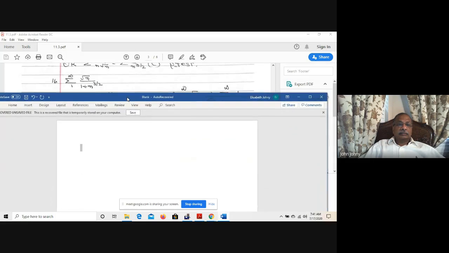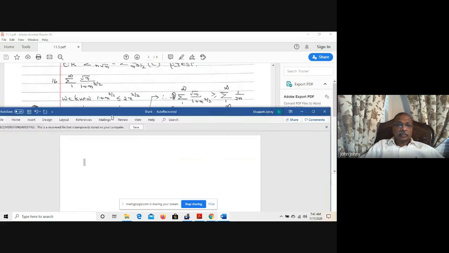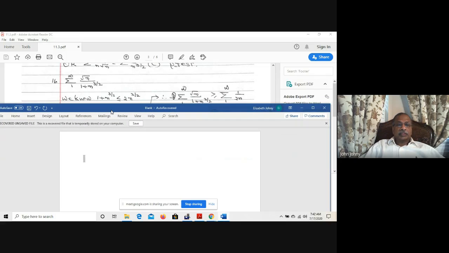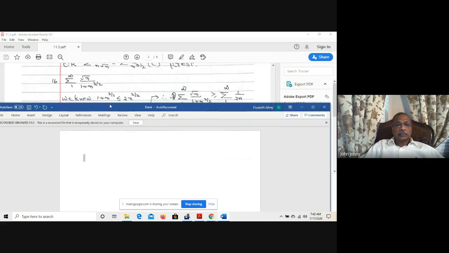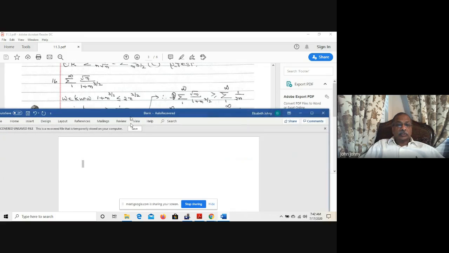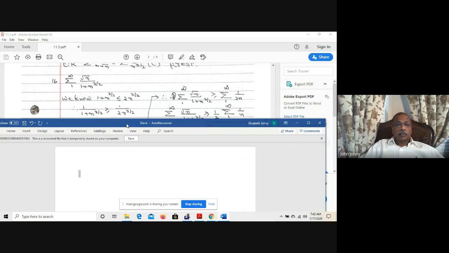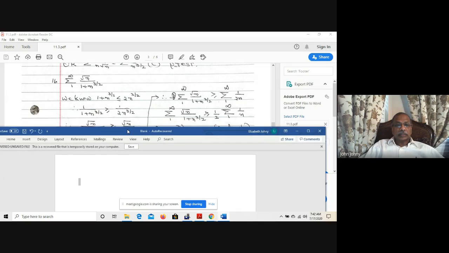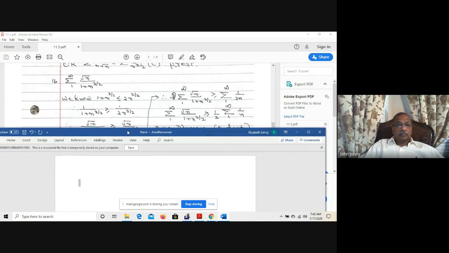Number 16. This is the series from 1 to infinity of square root of n divided by 1 plus n to the power of 3 half. So we are going to use the comparison test here. So 1 plus n to the power of 3 half is less than or equal to 2 times n to the power of 3 half, because 1 is less than or equal to n to the power of 3 half. And so 1 over 1 plus n to the 3 half is greater than or equal to 1 over 2 times n to the power of 3 half.